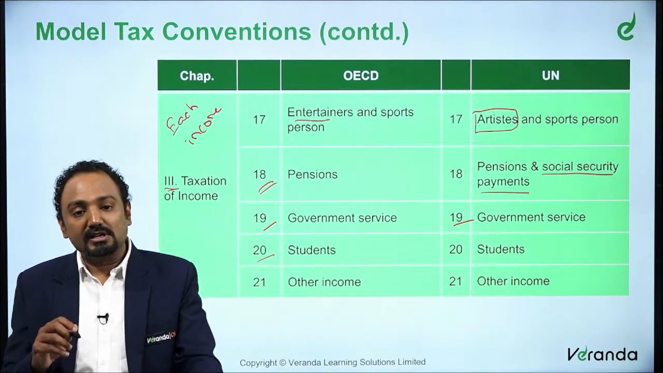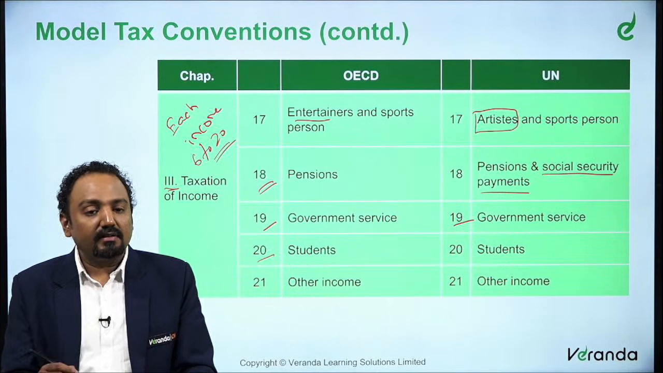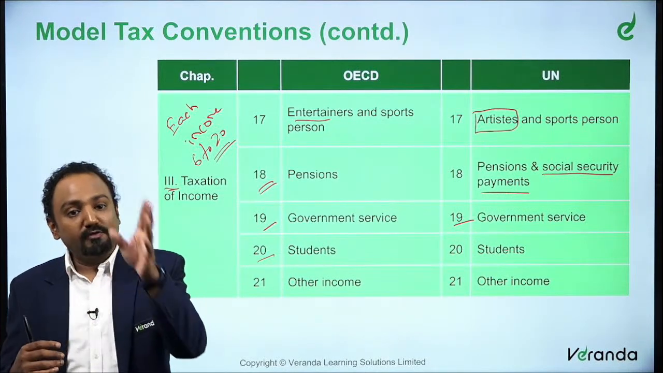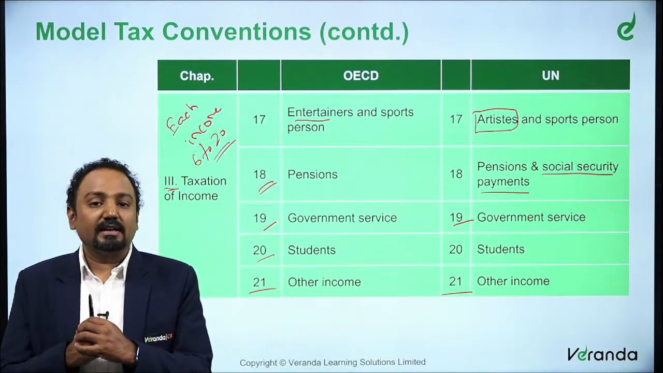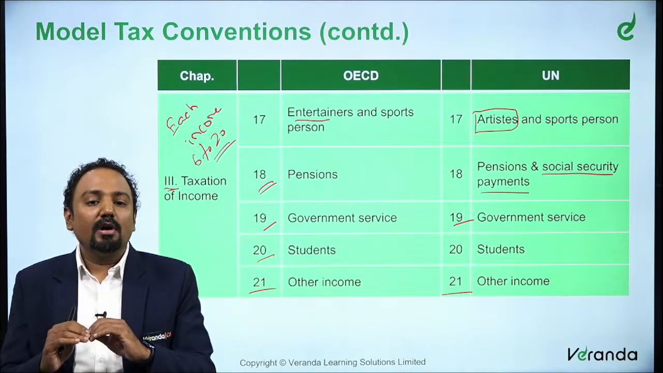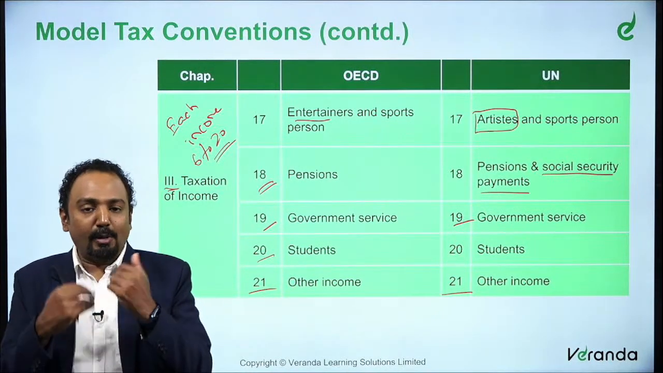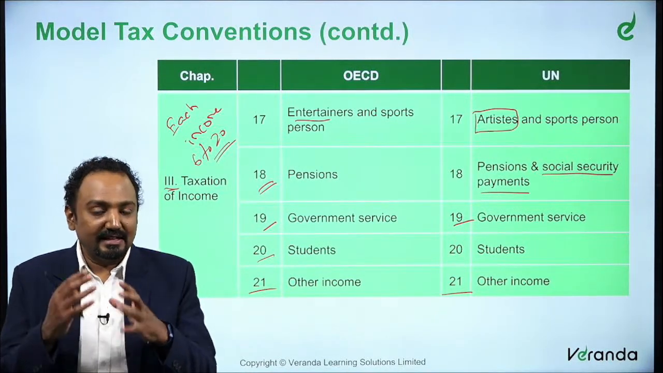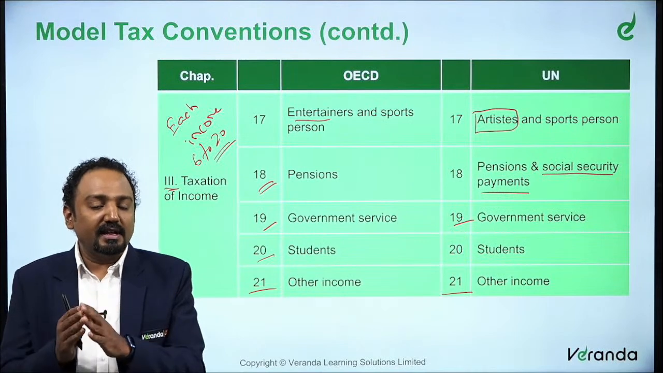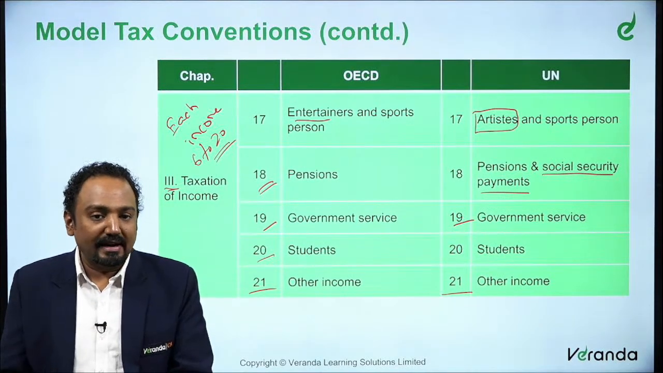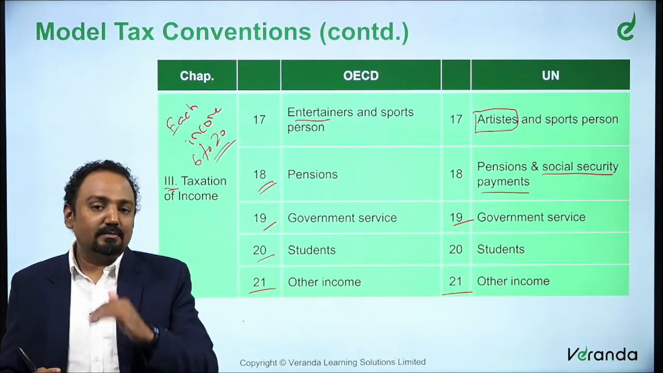Anything which we have not discussed so far, that is from Article 6 to 20, if something doesn't fall under that, we have a miscellaneous article, Article 21, which is about other income. There will always be a miscellaneous provision to cover the rest of the areas. If something is left out, to meet the objective of the treaty, any other income could be classified here. So that's what is meant by other income.